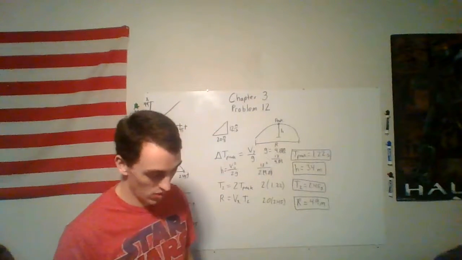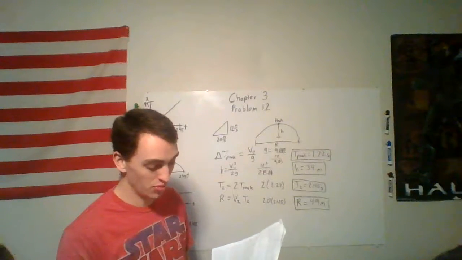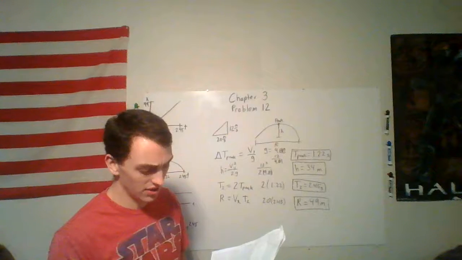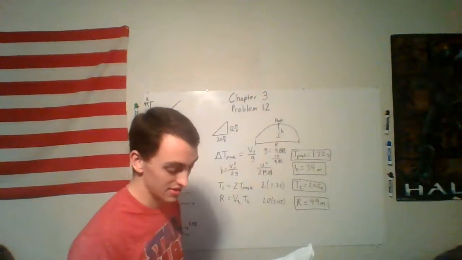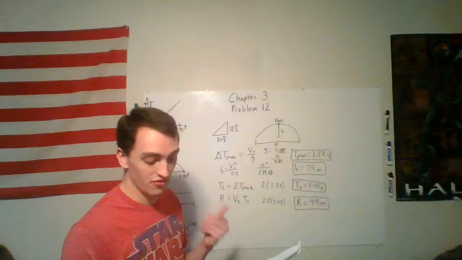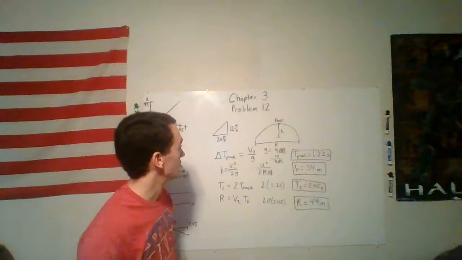Problem 12 reads, a rookie quarterback throws a football with an initial upward velocity component of 12 meters per second and a horizontal velocity component of 20 meters per second. Ignore air resistance. So, A, how much time is required for the football to reach the highest point of the trajectory? So that one's pretty easy.